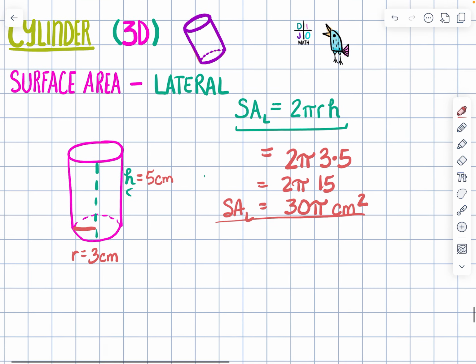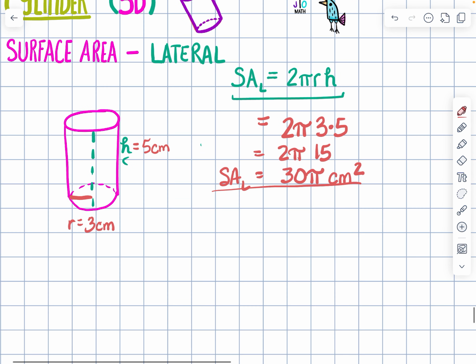But they may have you say, okay, instead of pi, use 3 for pi, or use 3.14 for pi. So let's go ahead and work that out real quick. 3.14 times 30. So that's just going to be a 0 placeholder. 3 times 4 is 12. 3 times 1 is 3, and 1 is 4, and 3 times 3 is 9.